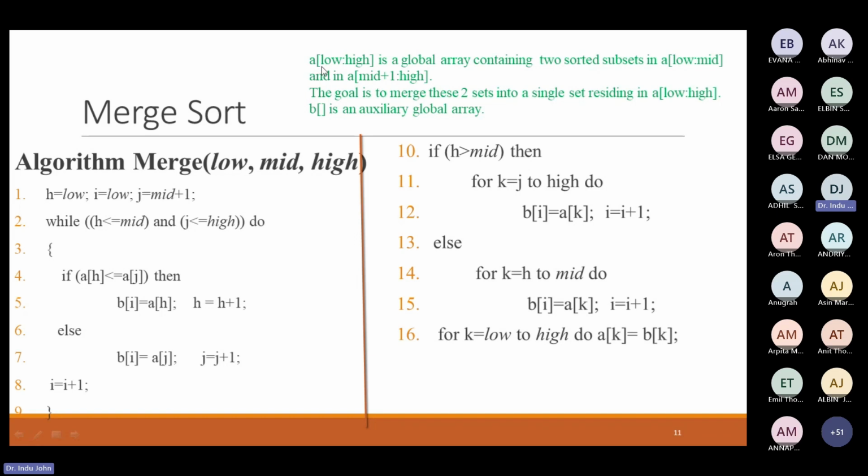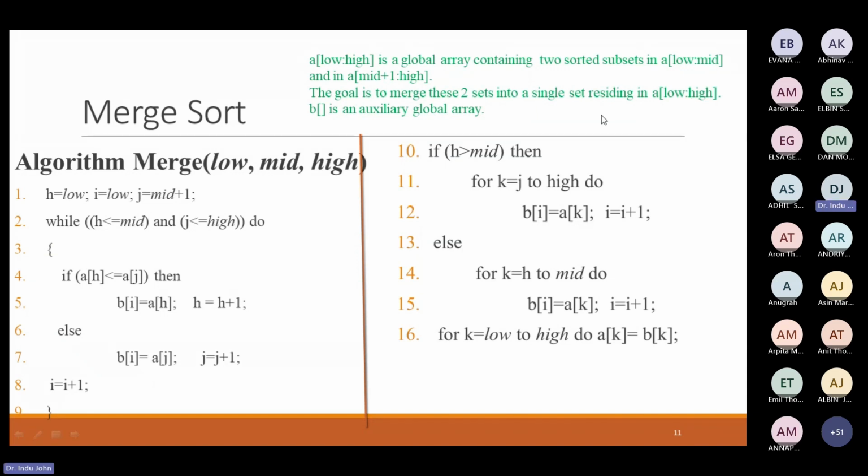So basically, A of low to high is a global array that contains two sorted subsets. The left half is already sorted, and the right half is also already sorted. The left half is in A of low to mid, and the right half is in A of mid plus 1 to high. The goal is to merge these two sets into a single sorted array in A of low to high.